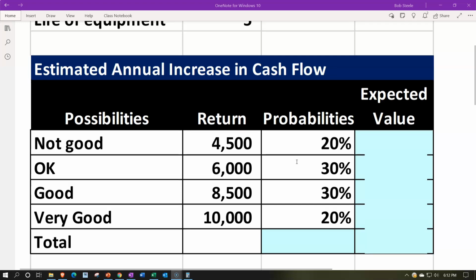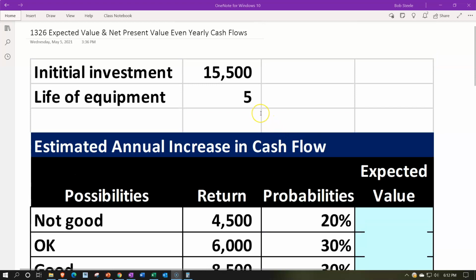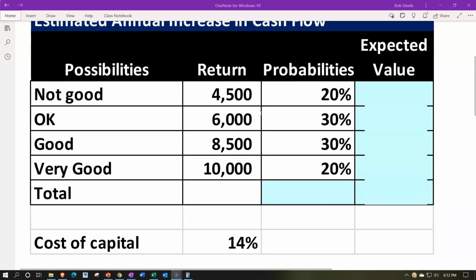Right now, the assumption for this capital project is that we have 5 years. The cash flows will be even coming in for those 5 years, and then we'll do our probability analysis to figure out what those even cash flows would be. We've got the not good, the okay, good, very good. Notice the names on the left-hand side are not important. What's going to be important is what we believe the returns will be. So we believe that the not so good situation would be $4,500 yearly for 5 years. Okay, $6,000 yearly for 5 years.